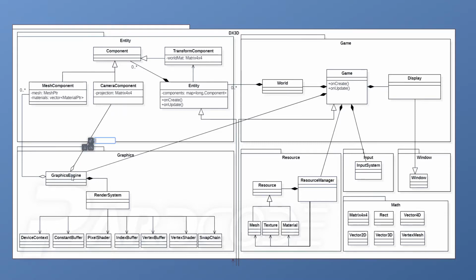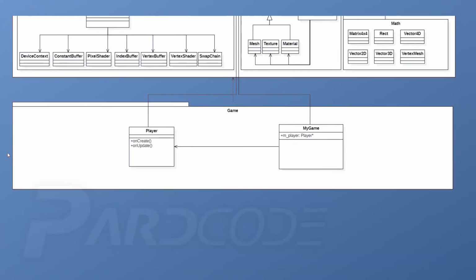As we have already done with the mesh component, let's add and handle the camera components inside the graphics engine class. Once our camera component is ready, we can finally implement the first-person camera movement. In particular, we will exploit the player class. In the onCreate callback method, we will create the camera component. In the onUpdate method instead, we will add the logic by exploiting the new input system. The result should be like this.